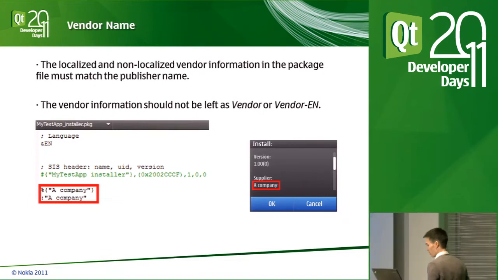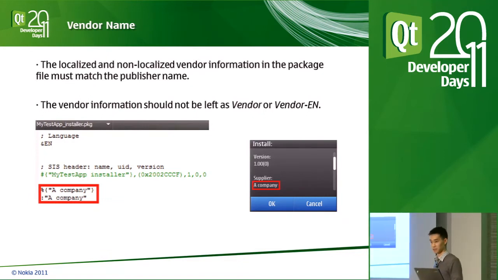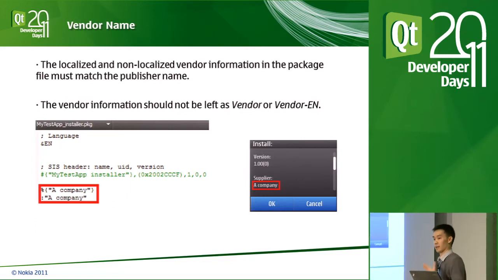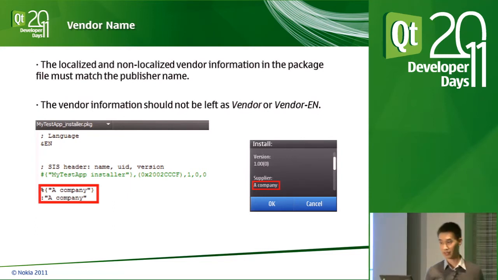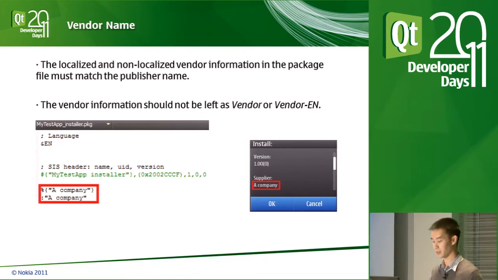Also, another common QA failure here is that the vendor name should be specified to what you have defined within Nokia Publish. Gord will also talk about that later on. And also, I'll cover how you can specify the vendor name within Qt Creator.